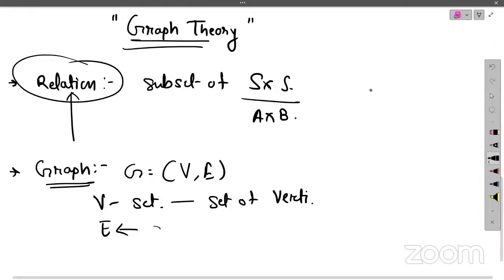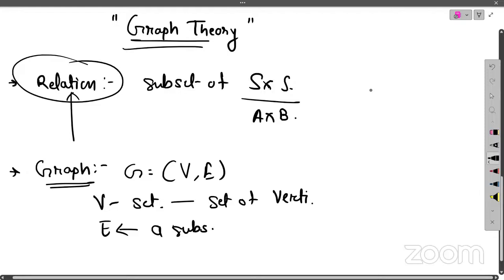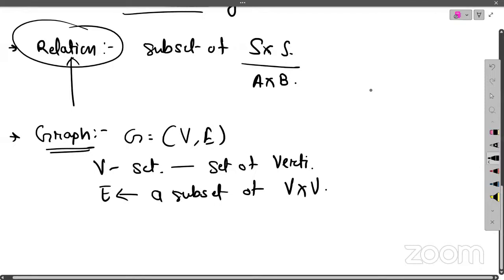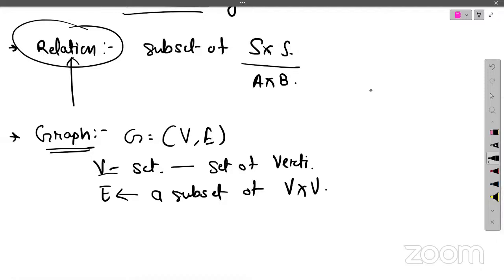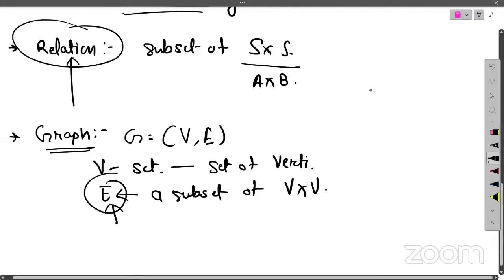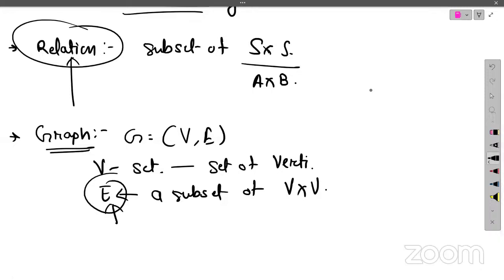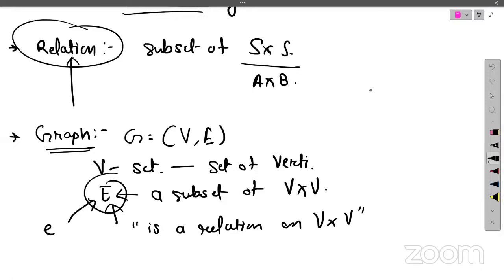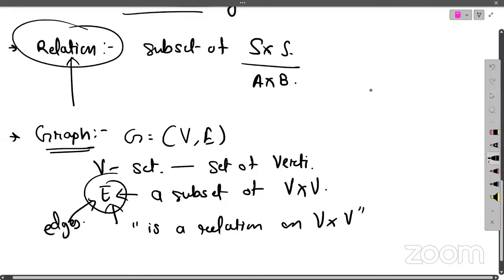So E is a subset of V cross V. Ultimately you can say that E is nothing but a relation on V, because we know that a relation is nothing but a subset of S cross S. So we can easily connect any relation with this subset E. That means this E is a relation on V cross V, and this is known to be the set of edges. And why it's known to be a set of edges, we will see now.